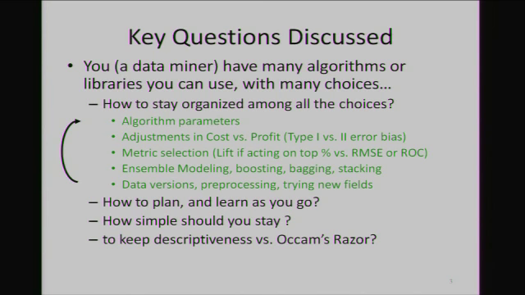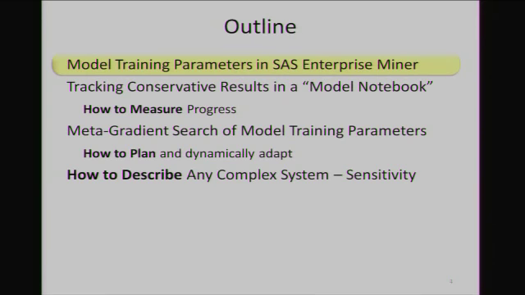Sometimes I've been in situations where I get pushed back and they say, well, don't get too detailed because we need to be able to tell a story. And so I have some thoughts on that. So my outline is, I'll talk a little bit about some example model training parameters, and I'll just use SAS Enterprise Miner as one example. But the same situation would arise in various other packages. And I'm talking about tracking some conservative results in what I call a model notebook. And it's kind of how to measure the progress. And then from there, I go on to how to plan and dynamically adapt, and then how to describe. So the main themes are measure, plan, describe, going over the life of your project.